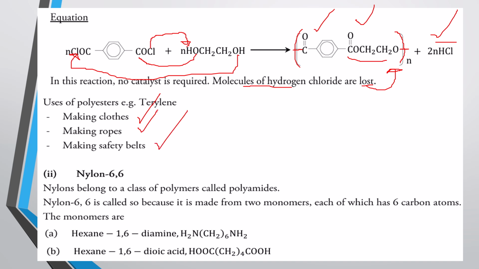Now you can also look at nylon 6,6 as another example of condensation polymerization. So nylon belongs to the class of polymers called polyamides, though this one is not that necessary. So nylon 6,6 is called so because it is formed by two monomers, each of which has 6 carbon atoms. So one of them is going to be hexane-1,6-diamine, which is represented by this formula, and the other one is going to be hexanedioic acid. So you can see that in condensation polymerization, all the monomers that are used have different functional groups.